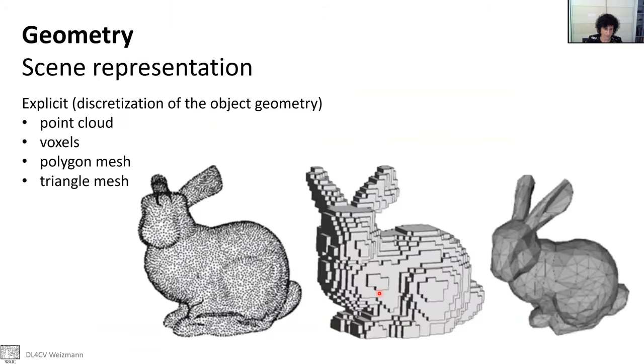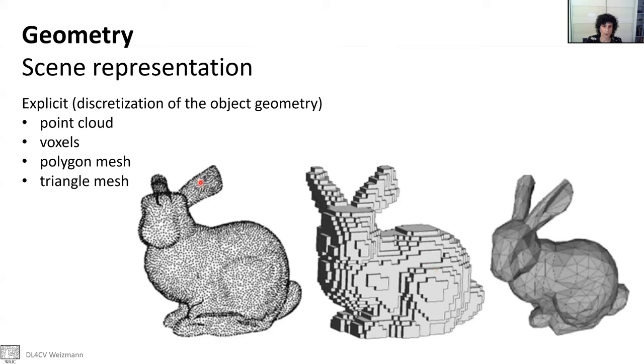And I would like to speak about two kinds of scene representation. The first one is the explicit scene representation, which is, I guess you are familiar with, the discretization of the object geometry. So there is some kind of explicit representation. One of them is by voxels. The problem with voxels is that they consume a lot of memory when you would like to get high resolution of discretization of the object.